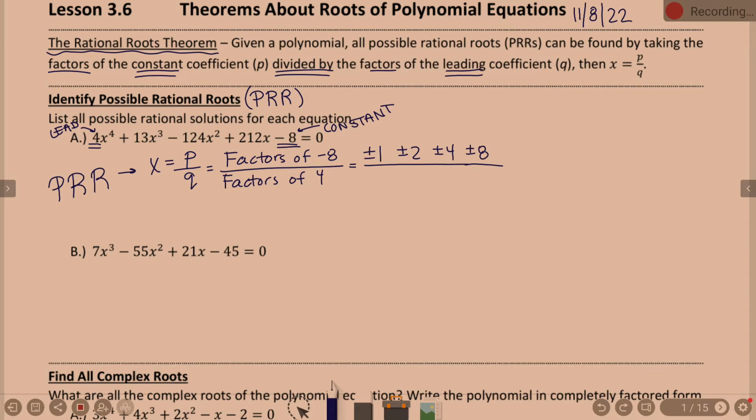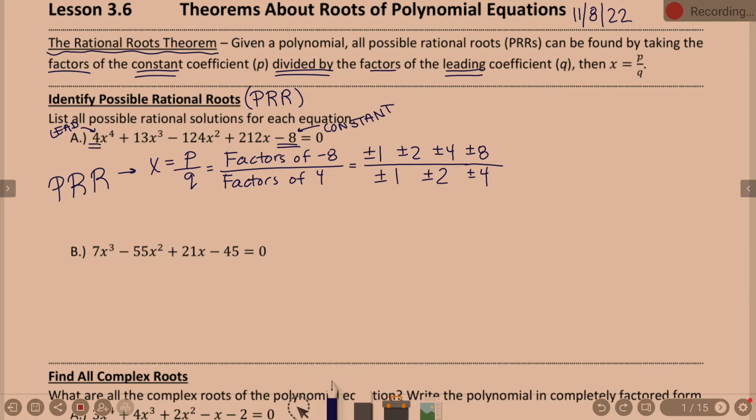In the denominator, factors of 4. What numbers multiply to be 4? 1 and 4, 2 and 2. Anything else? No. I tend to go in numerical order, so I'm going to say plus or minus 1, plus or minus 2, and plus or minus 4. Now, we're not going to leave our answer like this, because this isn't really a list of all of our possible rational roots. This is how we can come up with all the possibilities.